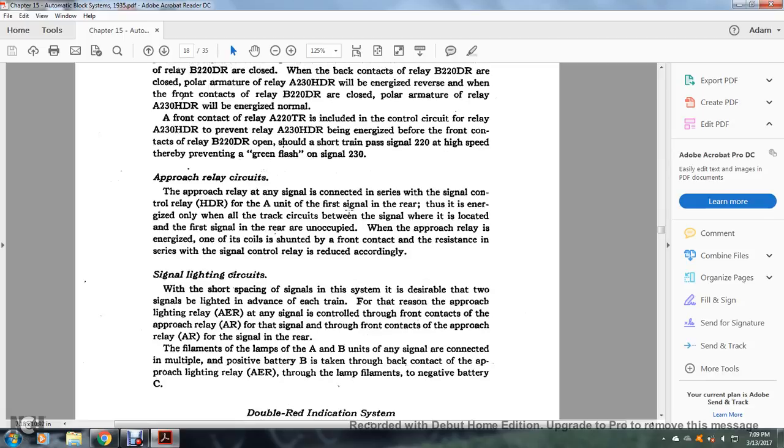Approach relay signal. The approach relay at the signal is connected in series with the signal control relay HDR from the A unit of the signal in the rear. It is energized, but only when all the tracks between the signals are unoccupied. The approach relay is energized. One of its goals is shunting the front contact resistance for the series, and the signal control relay is reduced accordingly.